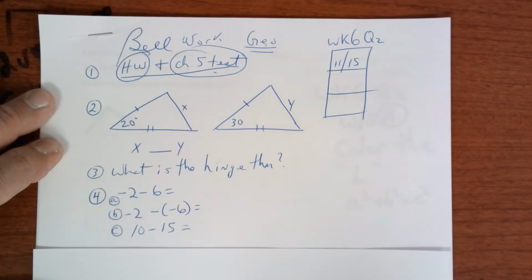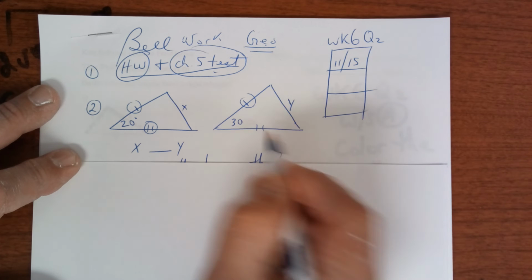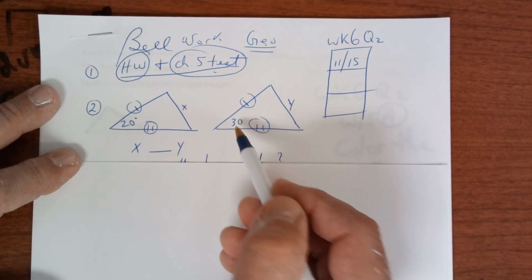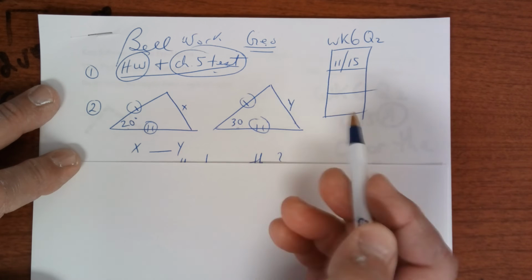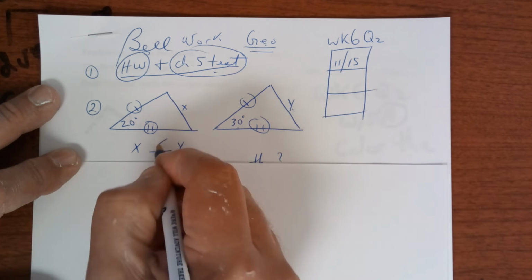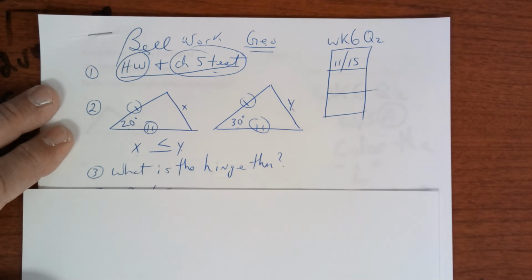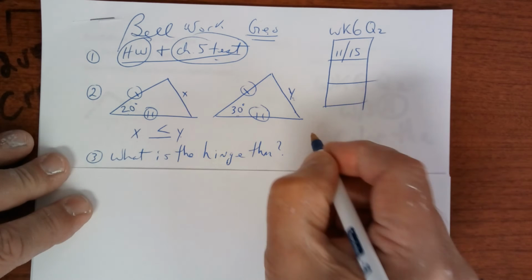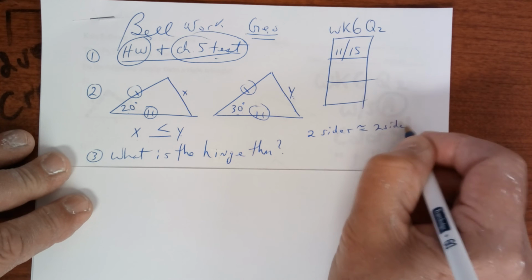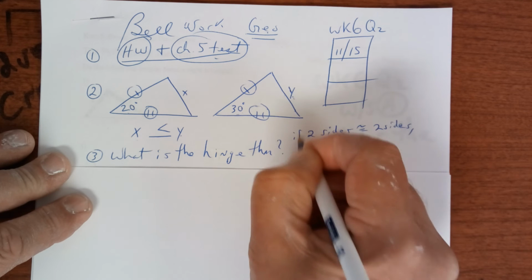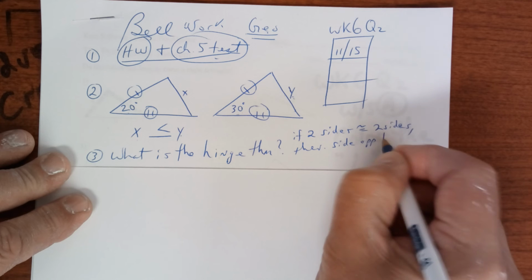Well, this right here is the hinge theorem. You see how this side is equal to that side of that triangle? This one is equal to that one. Therefore, the side opposite the bigger angle, you see how 30 is bigger than 20? Well, that side's bigger. So Y is bigger than X. What is the hinge theorem? It says if two sides are congruent to two sides, then the side opposite the larger angle is bigger.